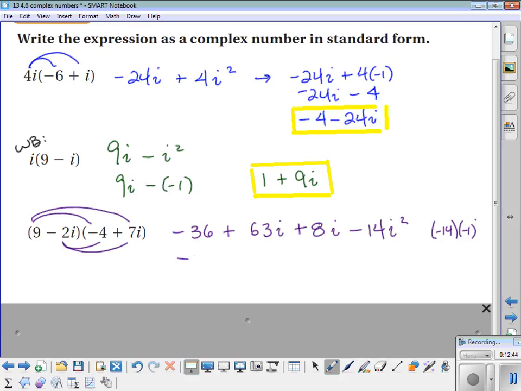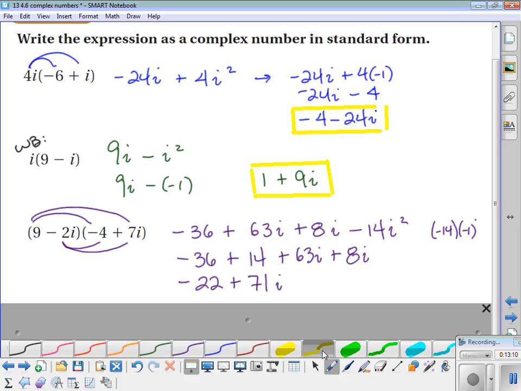So I'm going to have negative 36. I'm going to go ahead and move my positive 14 right up next to it so that my real parts are together. And then the 63i and the 8i. And then I just combine my like terms. So negative 36 plus 14, I get negative 22. And then 63 plus 8, I get 71i. Any questions on that?